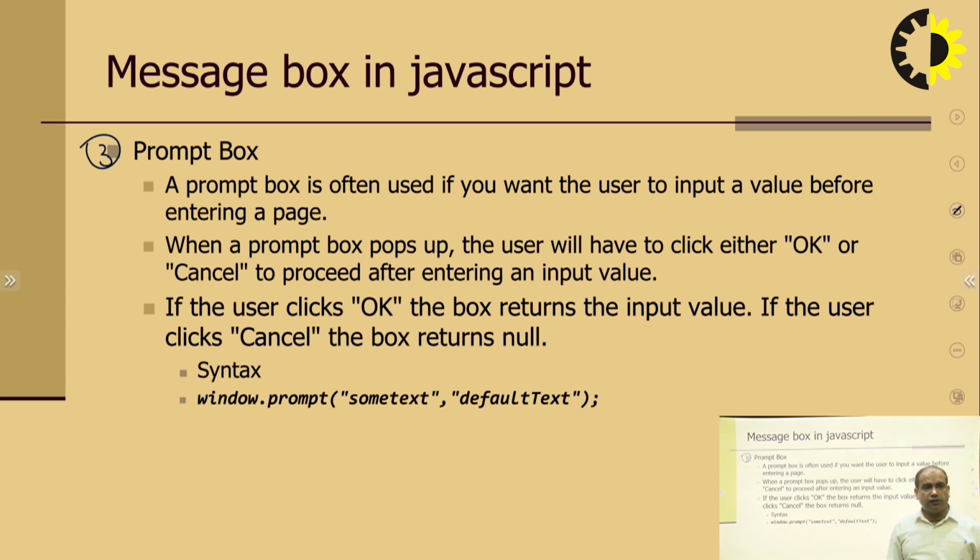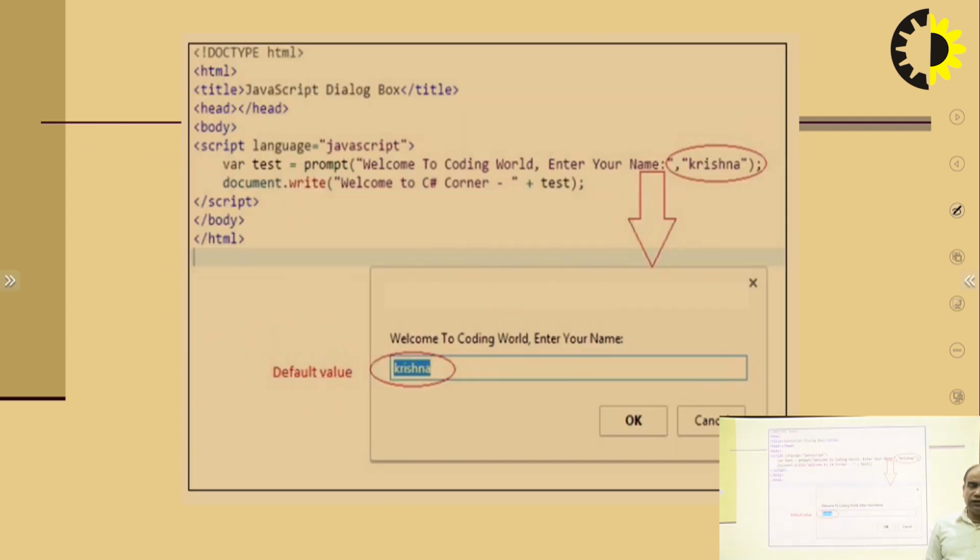If the user clicks OK, the prompt box returns the input value, and that value will be entered. If the user clicks Cancel, the box returns null. So the syntax for that particular prompt box is window.prompt, that text, and some default text if we wish to put there. So how is that going to be used?